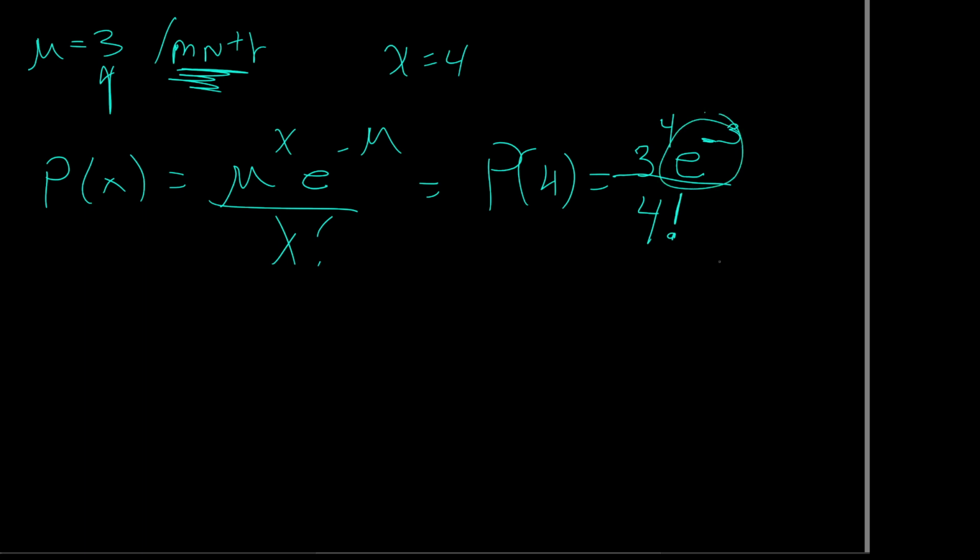And calculators have an e button. It's usually around the natural log key. But we'll plug this into the calculator here, and we get 0.168031, and so on. And so it's about a 16% chance, which is not a bad idea. It's not too far away from the mean. So we would expect the further we get away from the mean, the smaller this number would be.